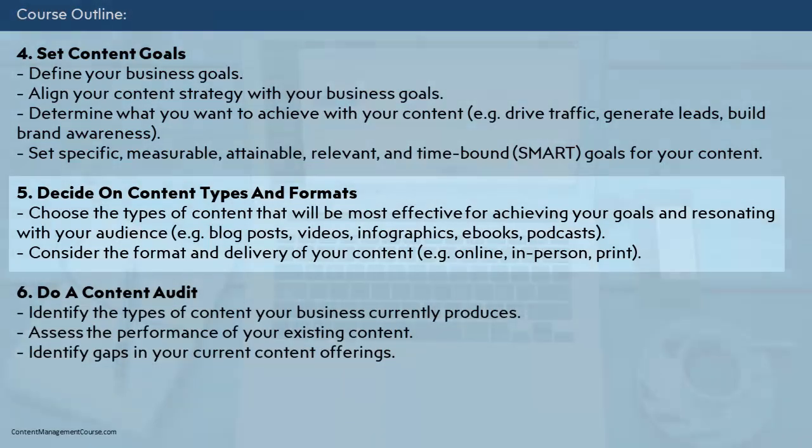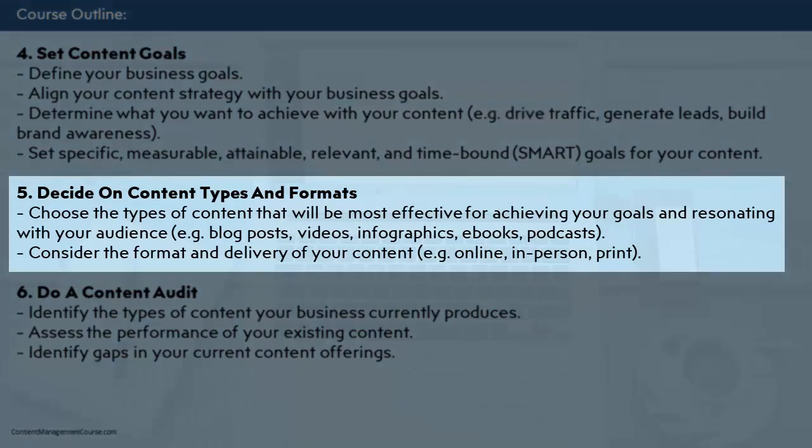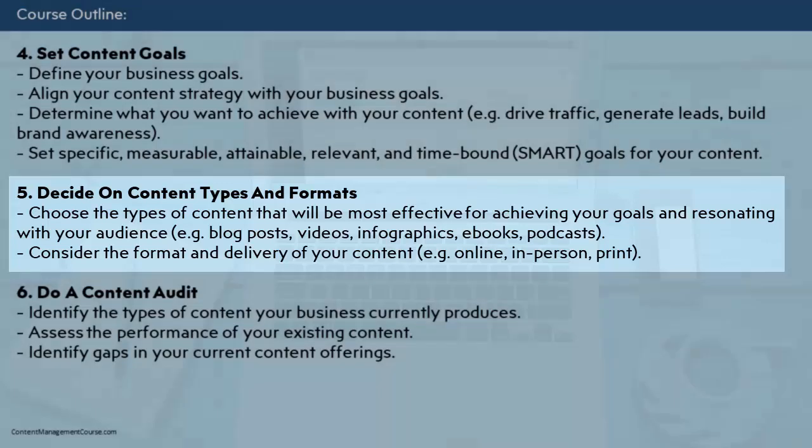In module 5, we'll decide which content types and formats will best help us reach our goals. We'll choose the types of content that will be most effective for achieving our goals and resonating with our audience, such as blog posts, videos, infographics, ebooks, podcasts, etc. and consider the format and delivery of our content. For example, digital content delivered online, in person, in print format, and so on.